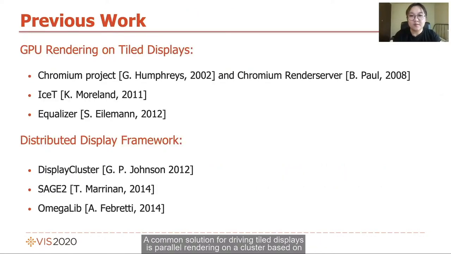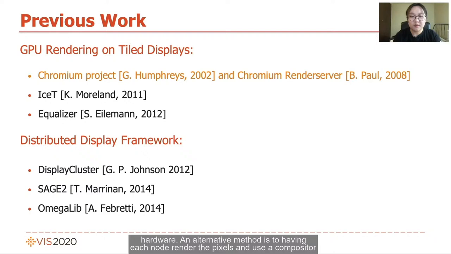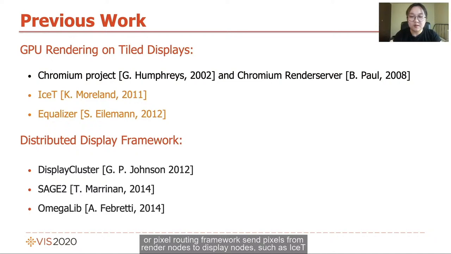A common solution for driving tile displays is parallel rendering on a cluster based on OpenGL. Chromium and Chromium Render Server launch an instance of the application on each display node, with a master node broadcasting user interactions. However, this method is limited by the available power on the display nodes, requiring powerful on-site hardware. An alternative method is to have each node render the pixels and use a compositor or pixel routing framework to send pixels from the render nodes to display nodes, such as SAGE and Equalizer. However, Chromium and Equalizer are specific to OpenGL, and SAGE is less applicable to tile-based raytracers.